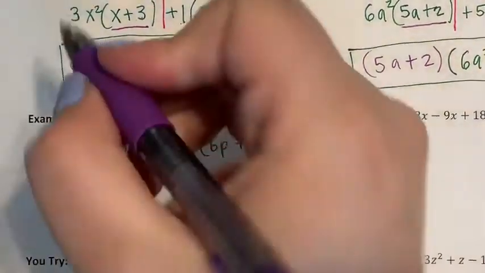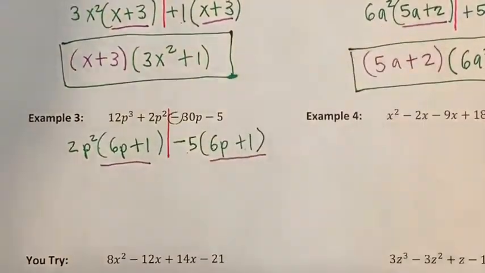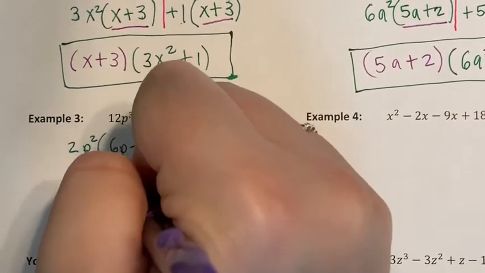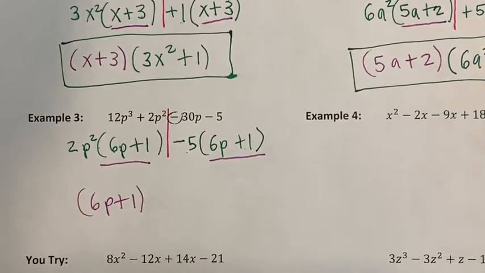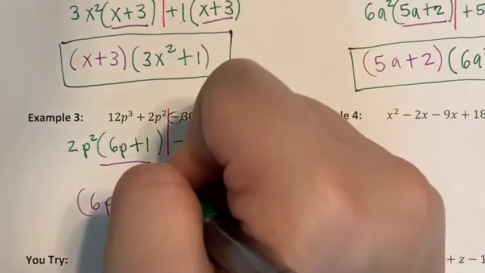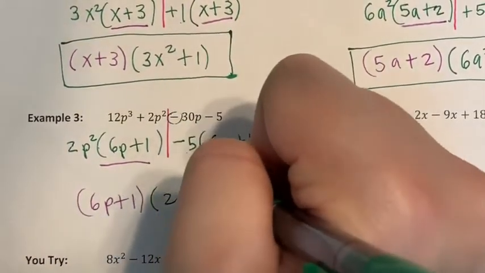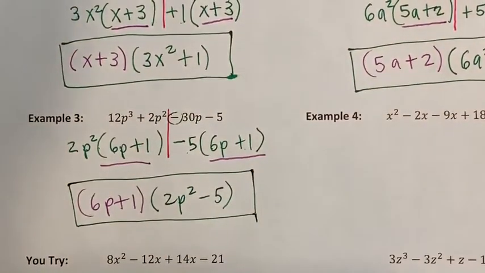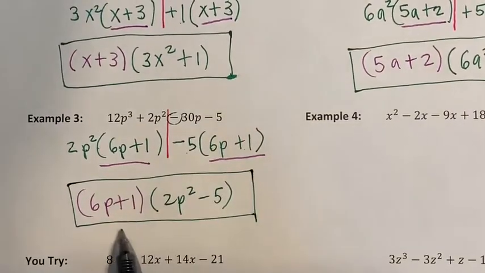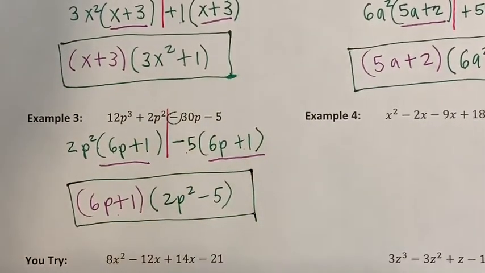So that worked. Look at what's in common. My 6p plus 1 would be my first factor. And then my second factor would be my leftovers. I've got 2p squared minus 5. So there would be my 2 factors. We took this polynomial and came up with 2 factors.